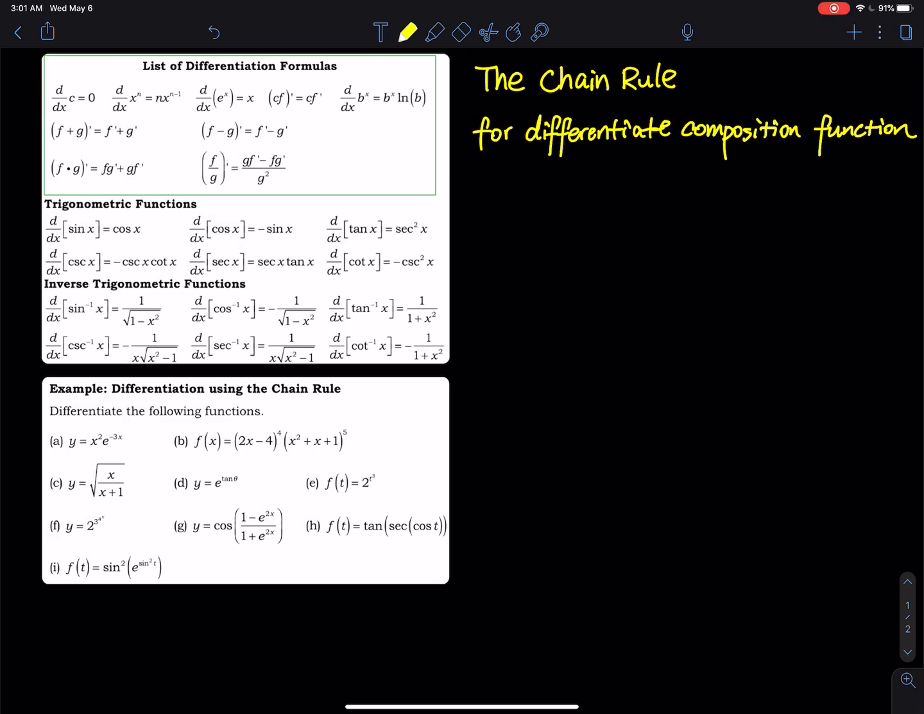In this lesson, we are going to discuss the chain rule. The chain rule is used when you differentiate a composition function. So what is a composition function? Simply speaking, composition works like a Christmas gift.